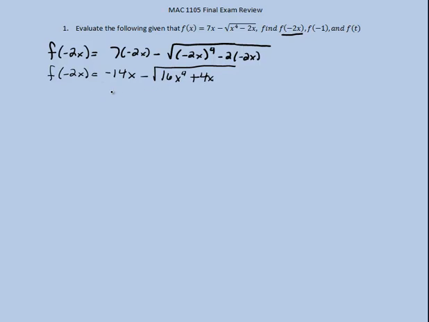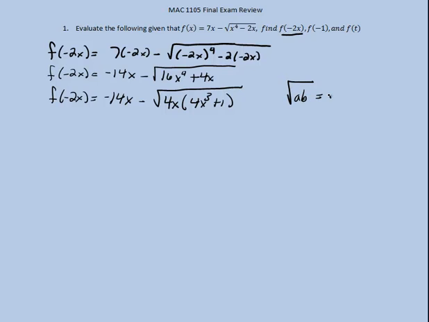But we can go ahead and clean this up a little bit and factor out a GCF. So here we're going to have f of negative 2x is equal to negative 14x minus the square root. I can factor out a GCF here, which is a value of 4x. So I'll have 4x times 4x cubed plus 1. Now we can split these radicals up, because we know that the nth root of a times b gives you the nth root of a times the nth root of b.